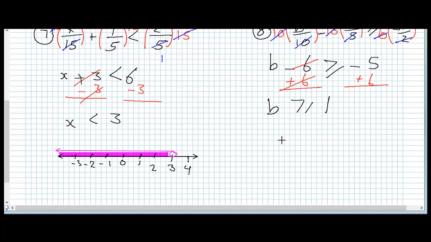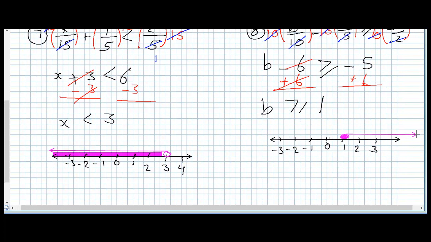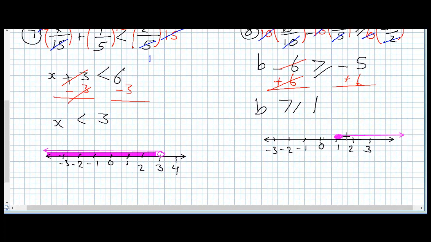Now let's draw. First, we will draw a number line and divide it into equal parts. Then draw a closed circle on 1. Why a closed circle? Because I have equals here. And then I will draw a line for all the numbers bigger than 1, so it will be in this direction. Then I will shade the numbers down.